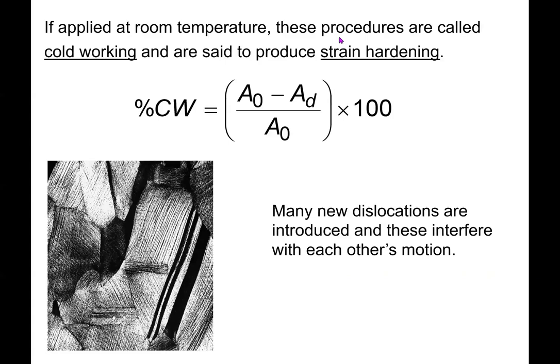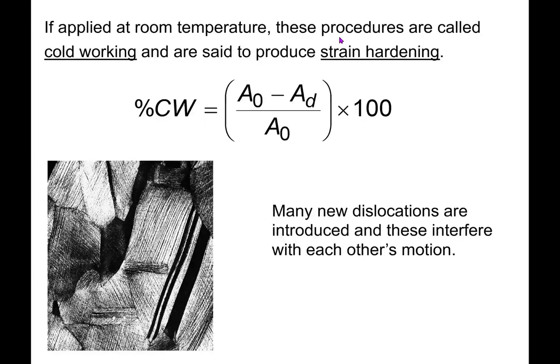So if we do this at room temperature, the process is called cold working, and we're said to produce strain hardening. And we saw that in that tension test in the beginning with copper on the first video, where the sample with the higher dislocation density had a much lower ductility. And I said at that time that if we were to actually look at the yield strength, we'd see that it was actually very high. So again, you're seeing that trade-off, high strength, lower ductility.